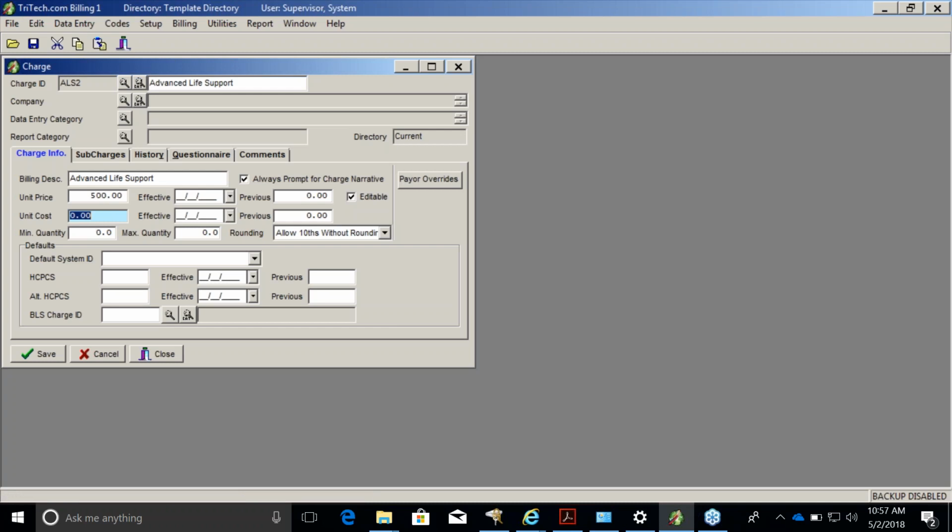Then you have your minimum quantity and your maximum quantity fields. So that's kind of a nice feature there that I don't really think a lot of people use a lot. The charge rounding is where you can ask the system to round your quantities up or down. So you just click the down arrow to choose the rounding scheme on the little box here for the particular charge code.